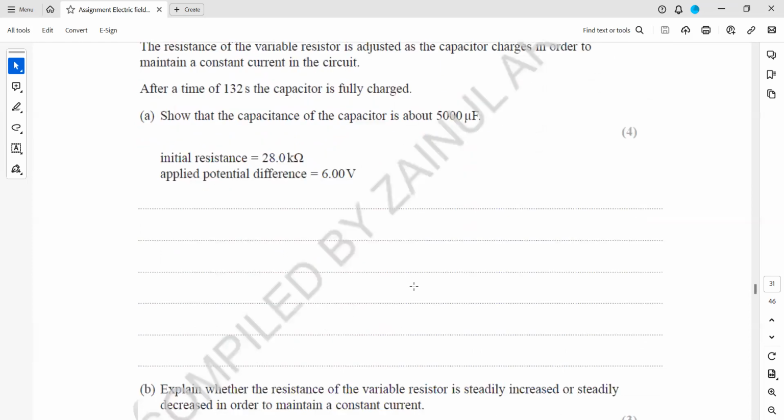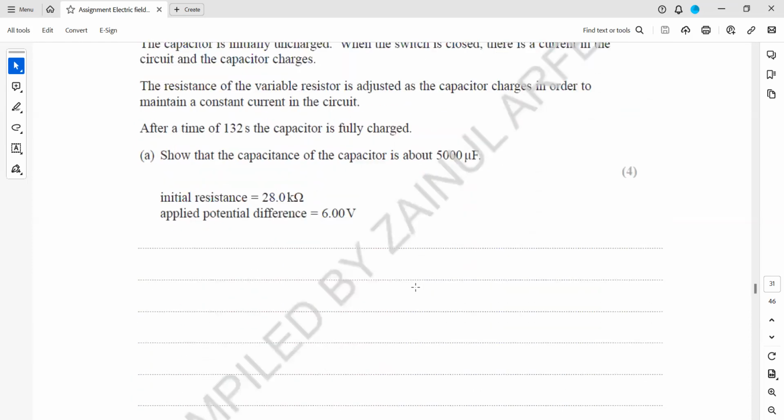Show that the capacitance of the capacitor is about 500 microfarad. The initial resistance is 28 kilo ohm and the applied potential is 6 volts. The time is also given, and we have to show the capacitance. So the idea: we have the formula Q equals CV, so C equals Q divided by V. We need the charge and we need the voltage.